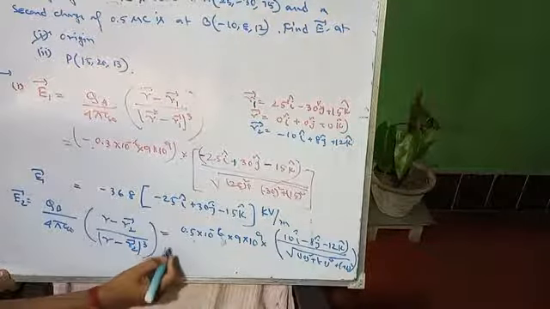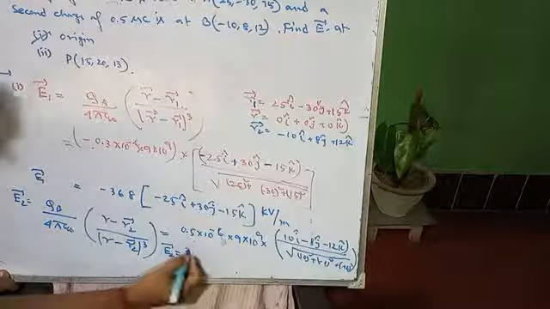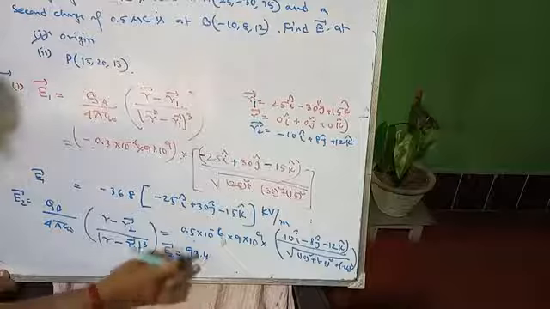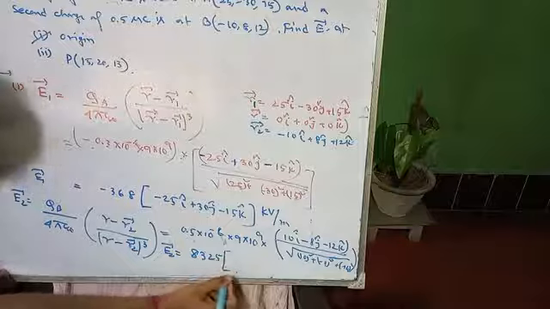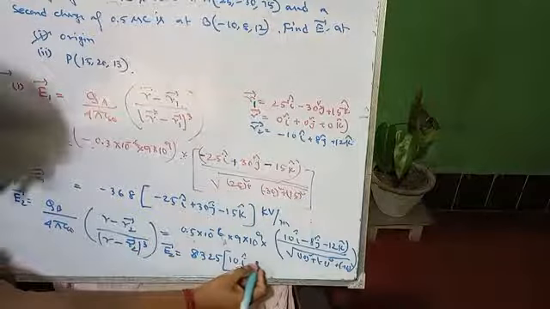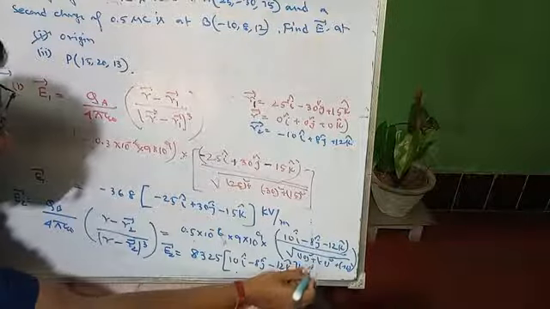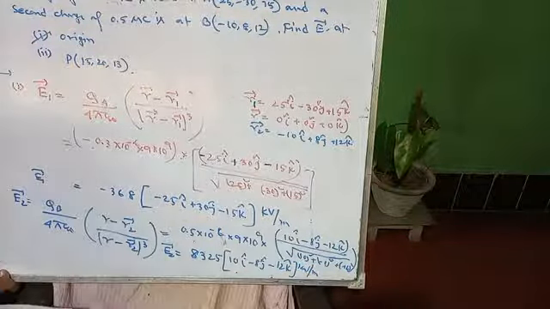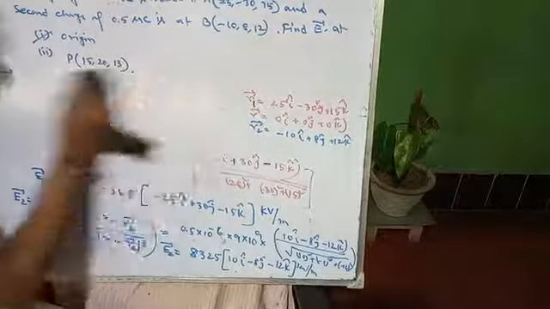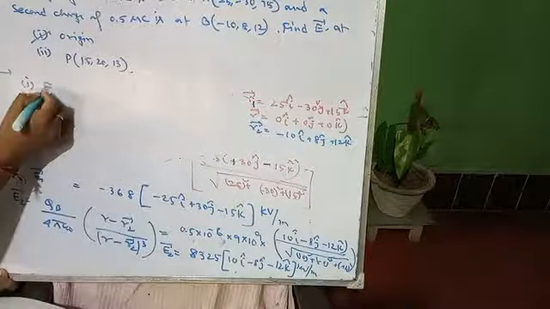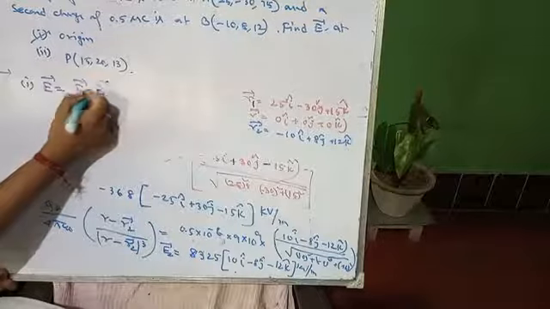E2 vector equals 8325, take it common outside, times (10 i cap minus 8 j cap minus 12 k cap), in kilovolt per meter. So this is your second result. Now, to find your first answer, you have to add this E1 and E2. So the E vector at the origin equals E1 plus E2, because we are applying the superposition theorem here.